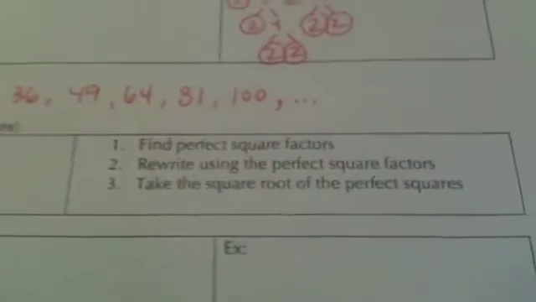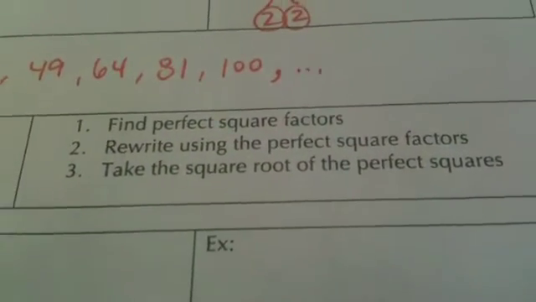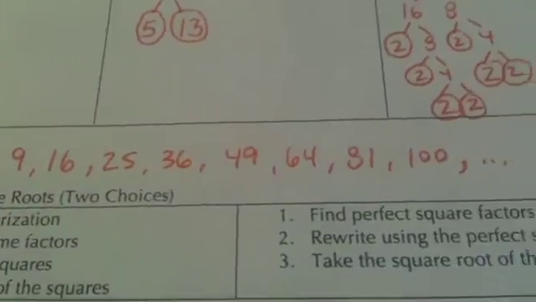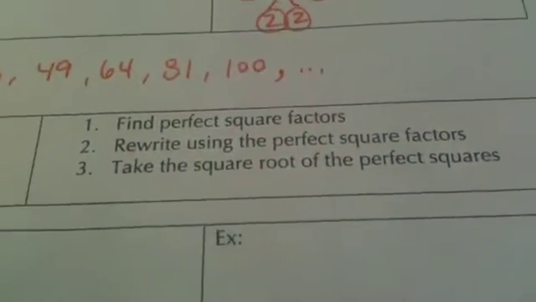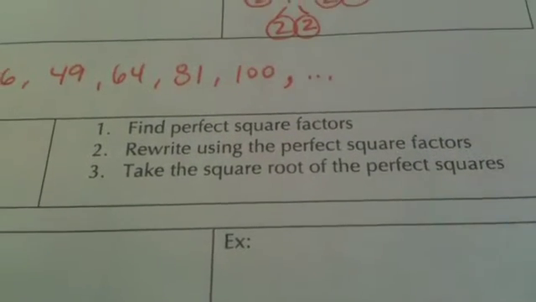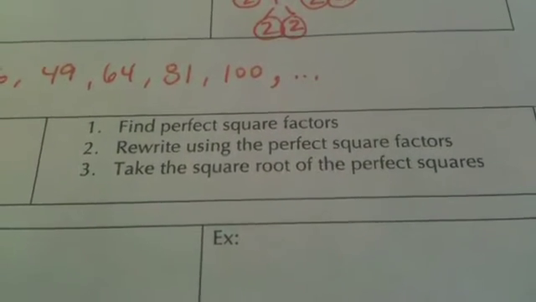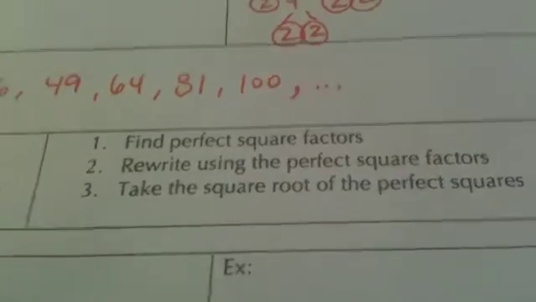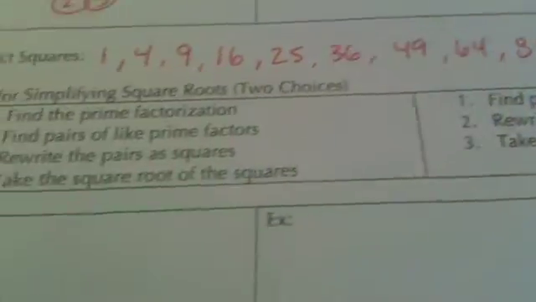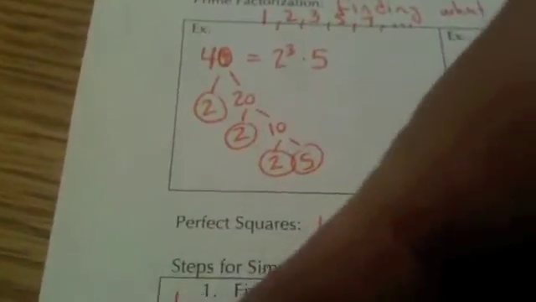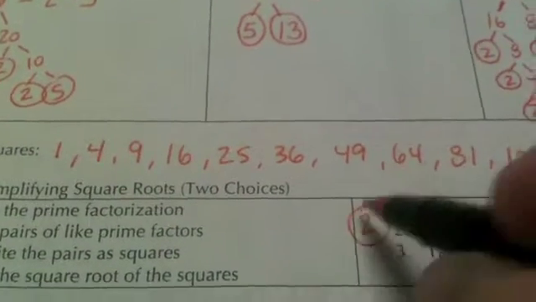Okay. The other method is to find the perfect square factors. These numbers that we just wrote up here, the 1, 4, 9, 16, 25 stuff. Rewrite the expression using perfect squares and then take the square root of those perfect squares. I'm going to do each one of these in an example down here. I'm going to call this method 1, and I'm going to call this method 2.